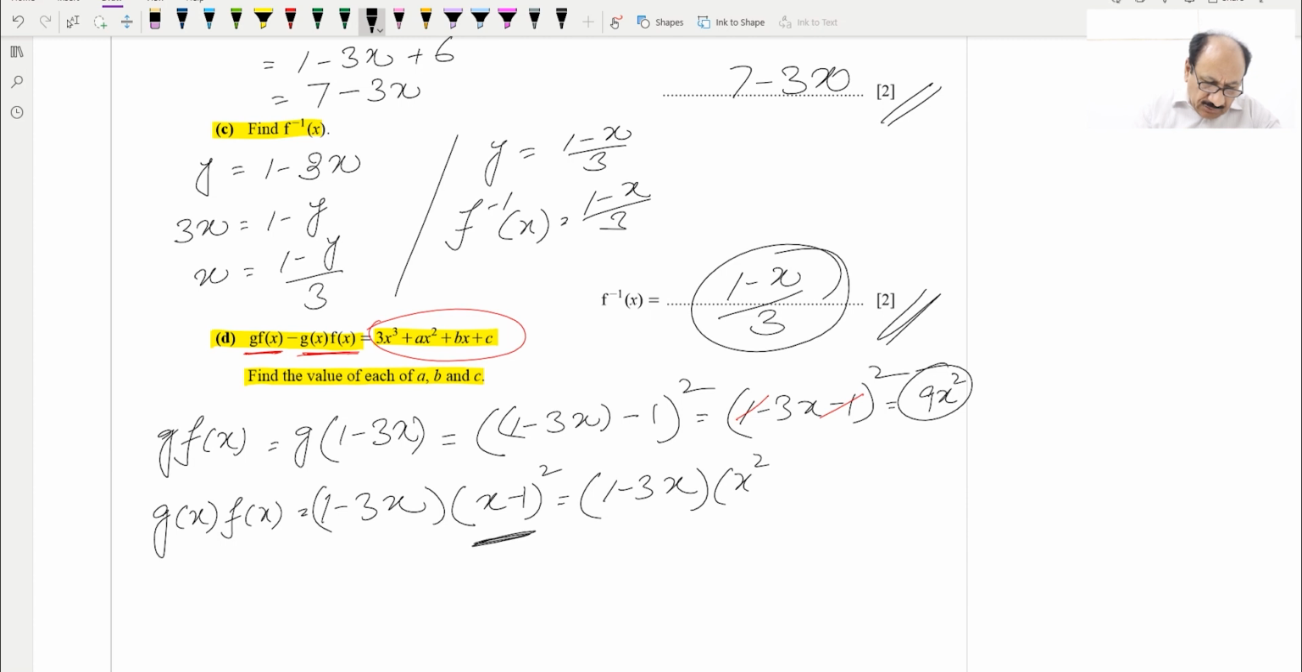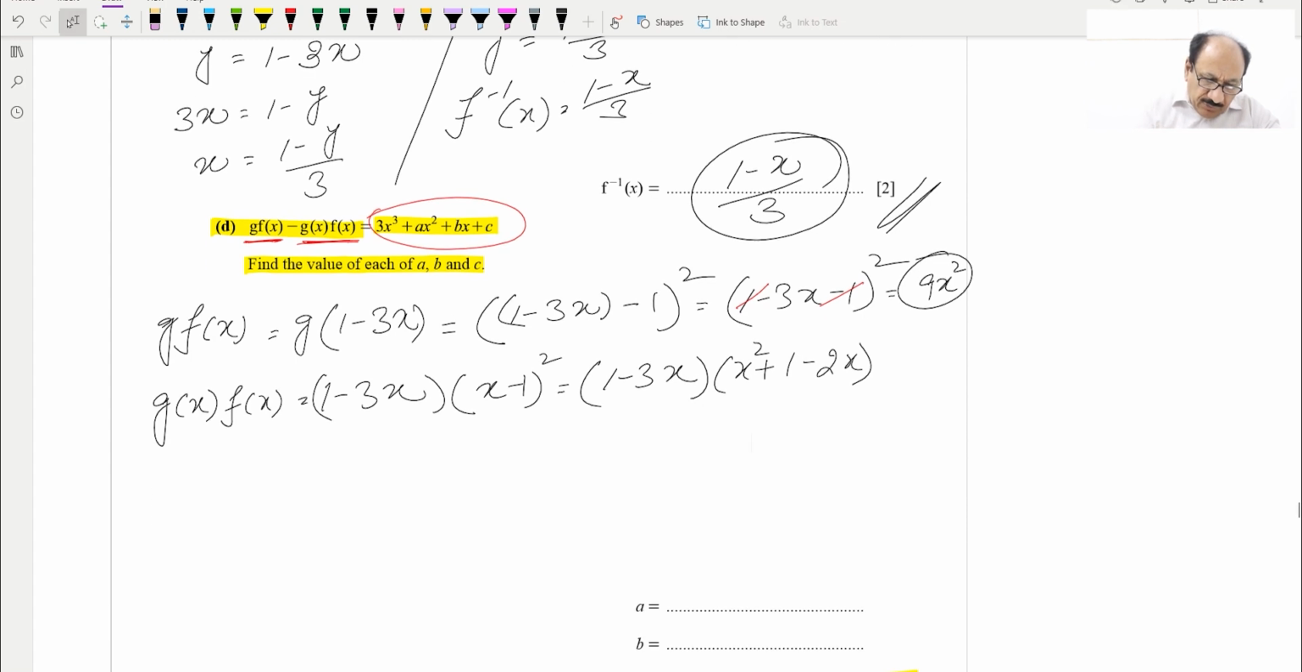If we open this, this will be x square plus 1 minus 2x, and if you don't understand this, then you will have to revise your algebra, and this will be multiplied and you will get this one. Hopefully you understood this.